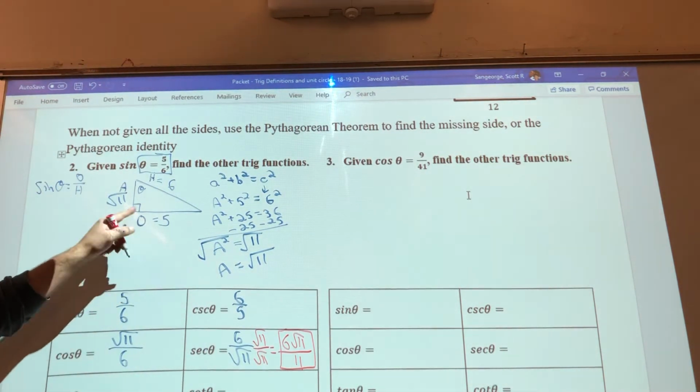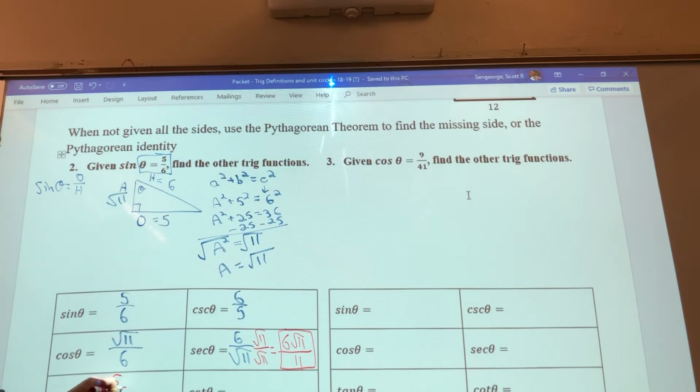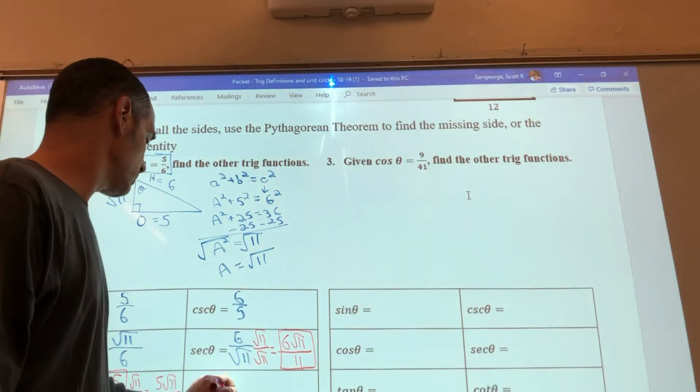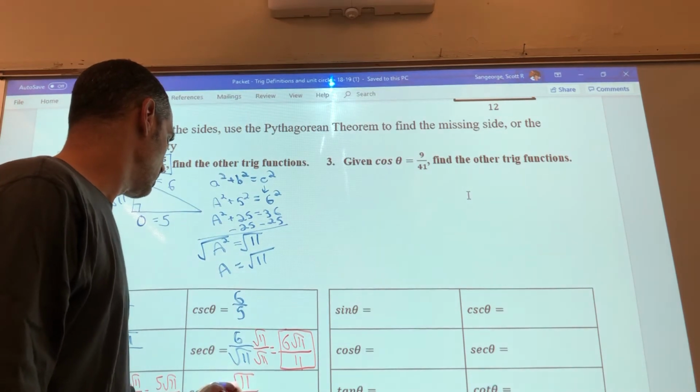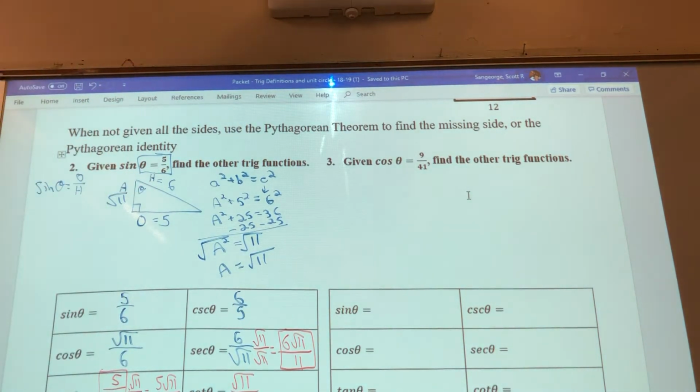Tangent is opposite over adjacent, so 5 over square root of 11. Again, rationalize the denominator, multiply top and bottom by the square root of 11. So we get 5 square root of 11 over 11. And last is cotangent. So I take my original here, 5 over square root of 11, and flip it, so it's square root of 11 over 5.